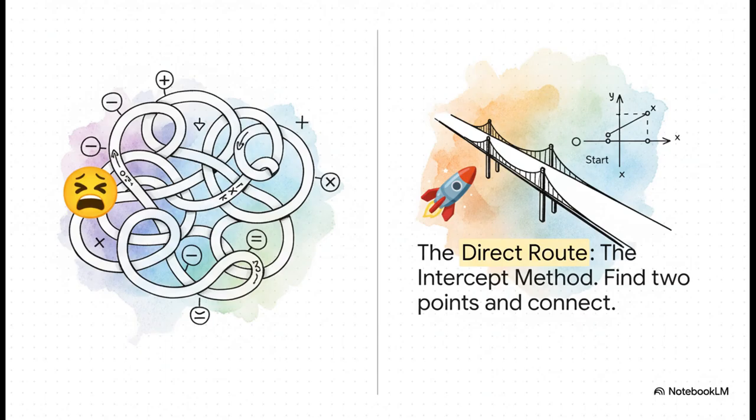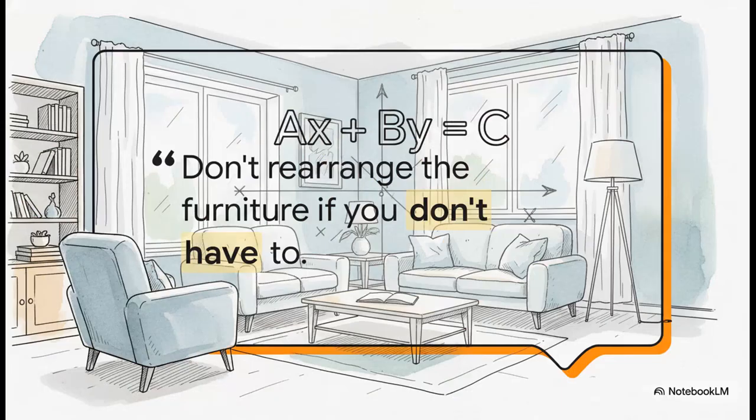See, you only need 2 points to draw a line, right? Well, this method helps you find the 2 easiest possible points on the entire graph, and you can find them almost instantly. I absolutely love this analogy from the source material. Think about it. Why would you go through all the hassle of moving everything around when the equation is already perfectly set up for you?